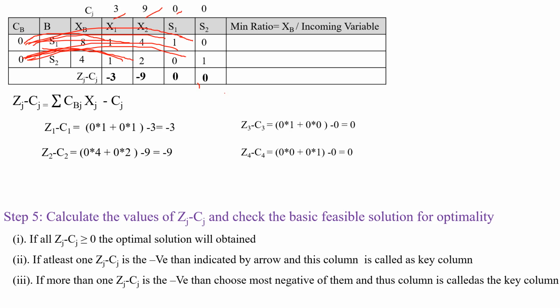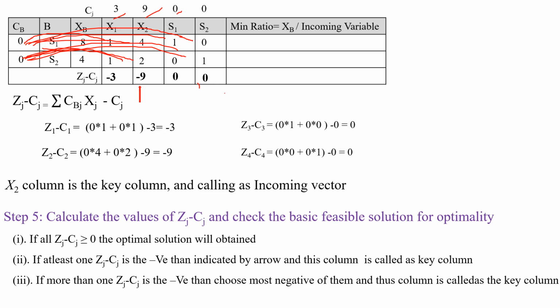Here observe that more than one variable has a negative value of Zj minus Cj. Then among these values you have to choose the most negative value. Here the most negative value is minus 9 for the x2 column. So the x2 column is the key column, and the respective variable, x2, is the one we call the entering variable into the basis.